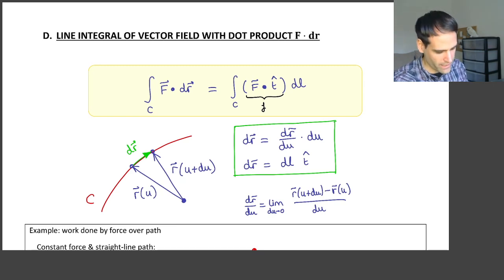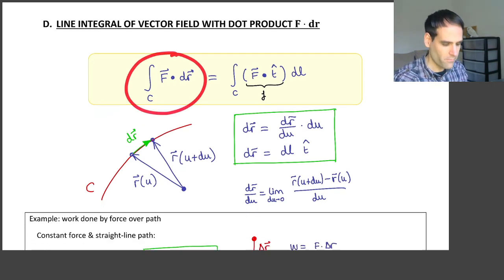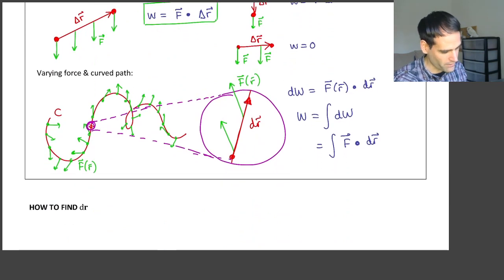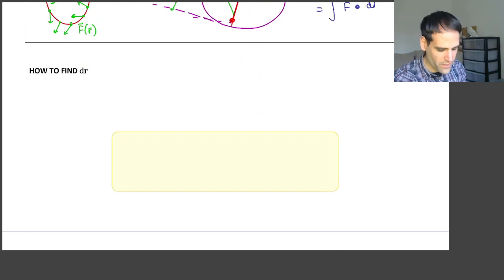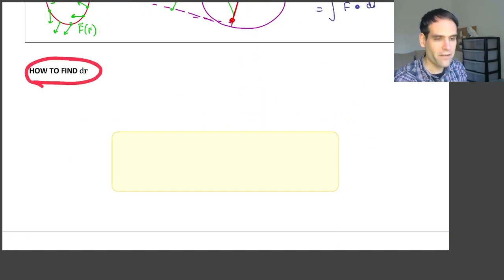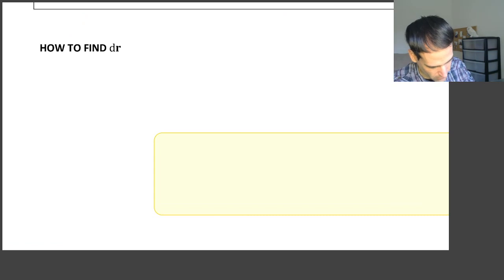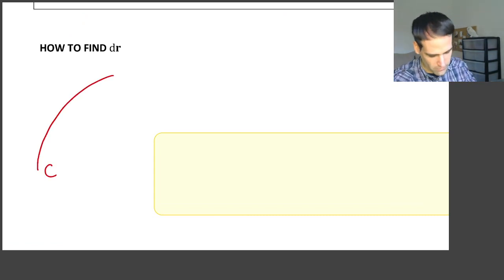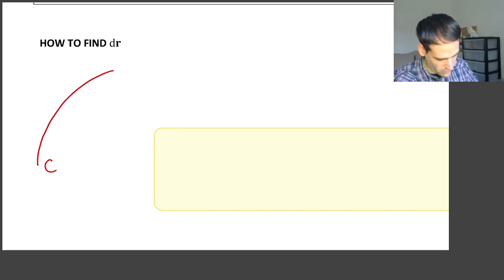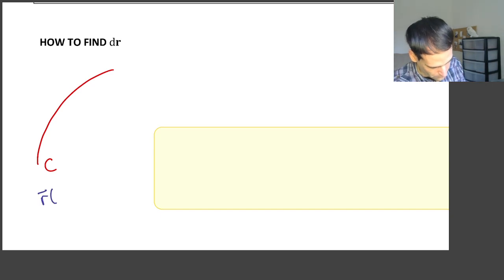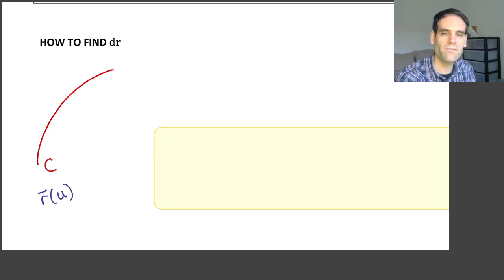So we now know about the existence of this new type of integral, and we know at least one example of why it's useful to calculate the work done. I'm going to dedicate this full video on how to find dr vector, the differential displacement vector. Let me refresh your minds that we have a curve C, and that curve C is given by some function r of u. That is the parametric equation for a curve.